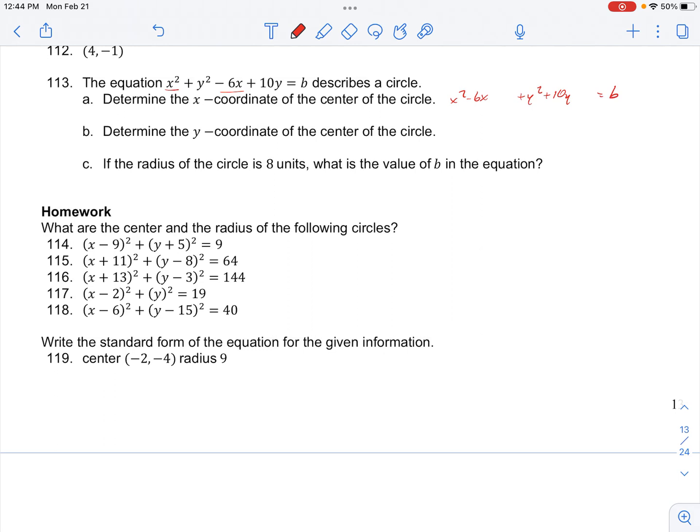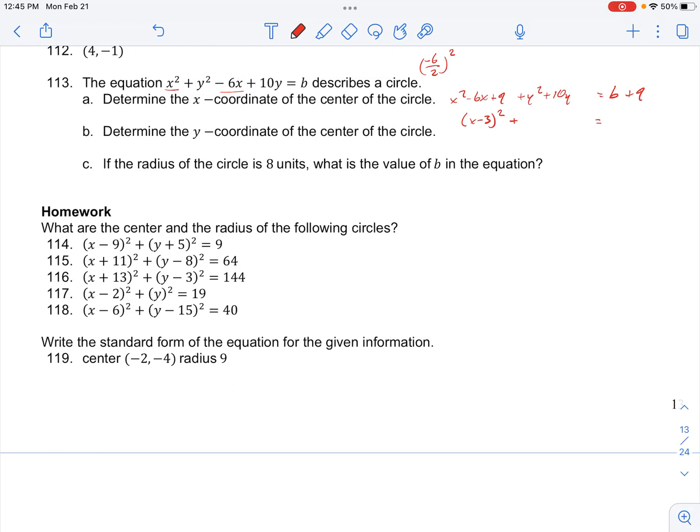is equal to b. So first we're going to go ahead and factor for x. So we want to add something that is equal to our b over 2 squared. So that'll be negative 3 squared, which is 9. So we're going to add 9 to both sides. So this means that once we factor this, we'll have x minus 3 squared plus whatever this y becomes factored to, which we don't really care about now. We'll care about it in part B.